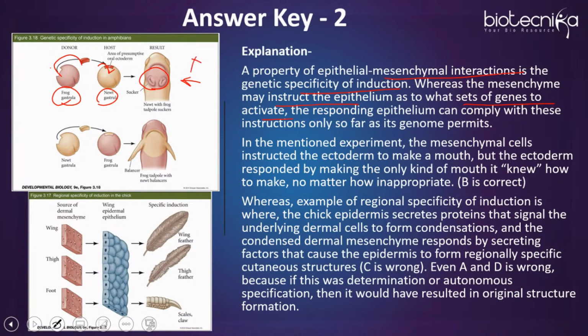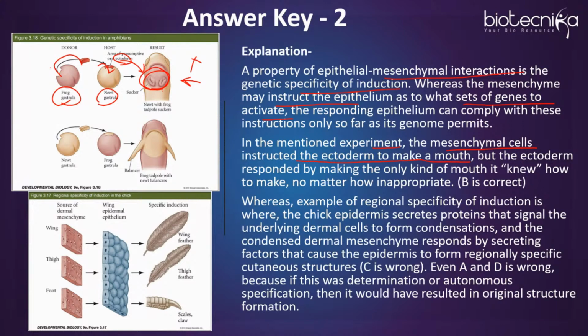This is not how the newt should look. It is having part of the frog in its mouth area. So in this experiment, the mesenchymal cells instructed the ectoderm to make mouth. You have transplanted what tissue? Ectoderm. But ectoderm tissues changed their specification. So instead of forming epidermal layers or anything, it formed mouth tissues. So it changed its specification.